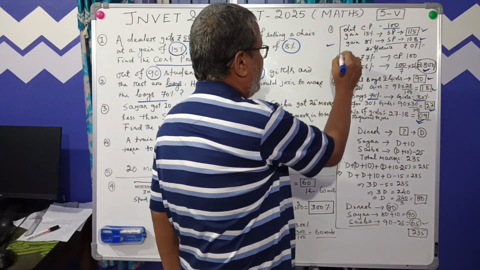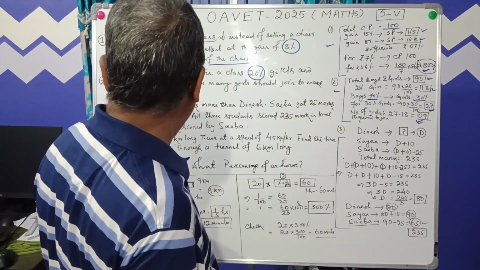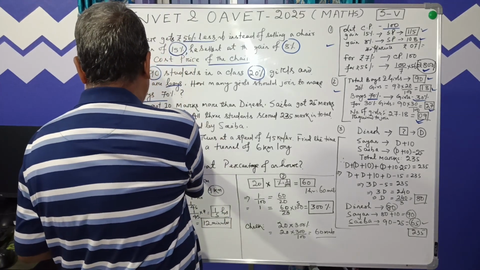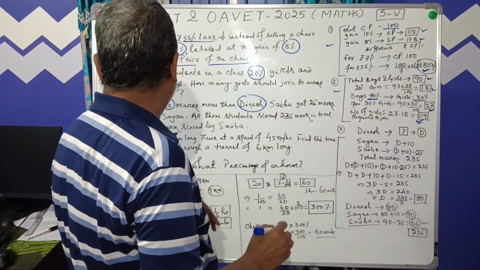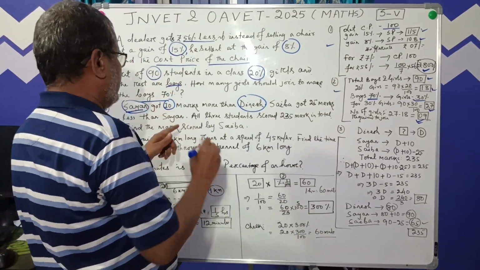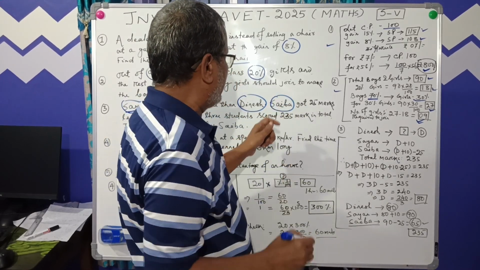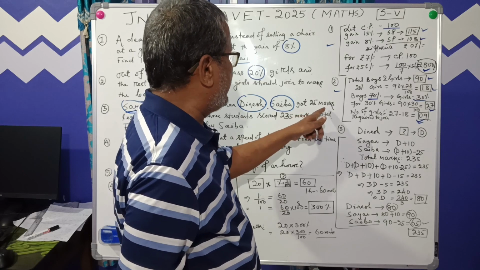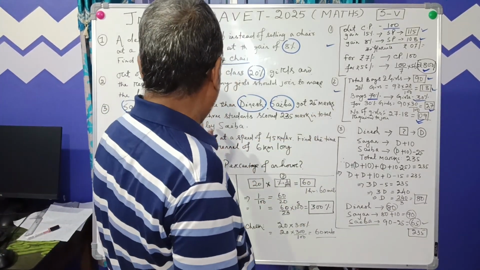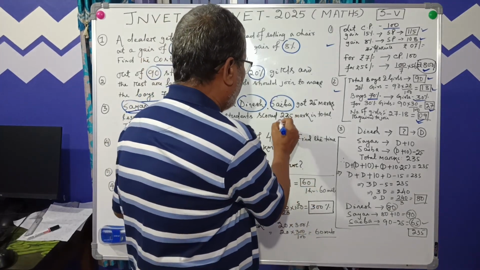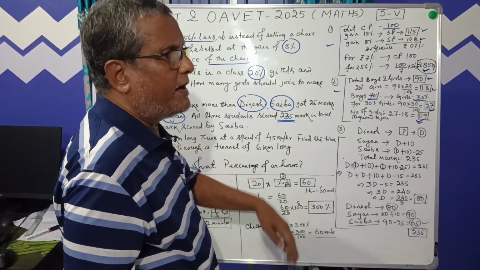Then come to our question number 3. Let's read the question. Sayan got 10 marks more than Dinesh. Then another character, Saiba, got 25 marks less than Sayan. There are 3 students, and all 3 students scored 235 marks in total. Find the marks scored by Saiba.